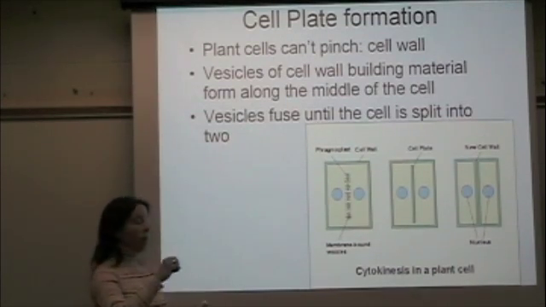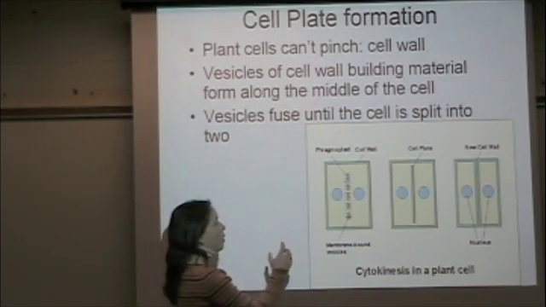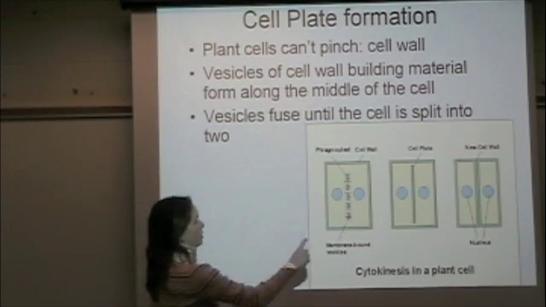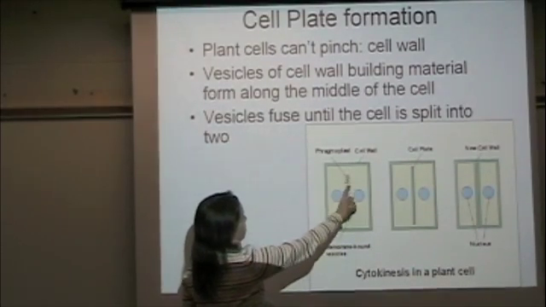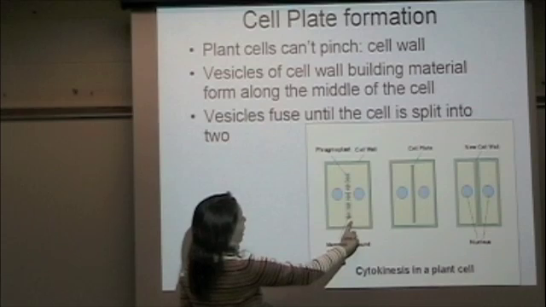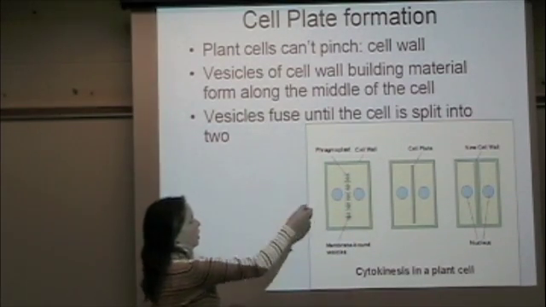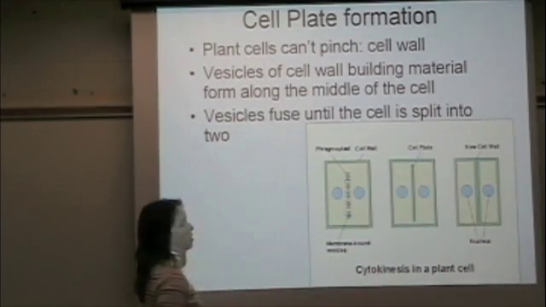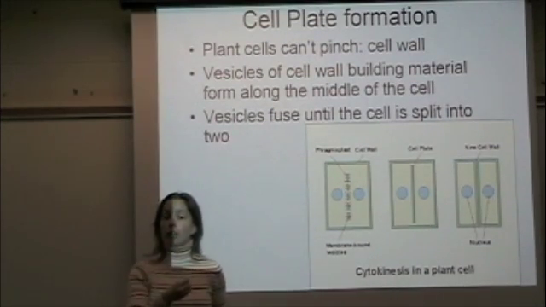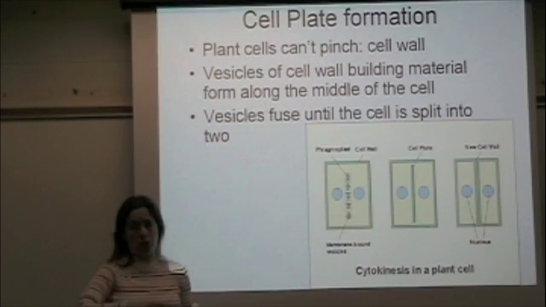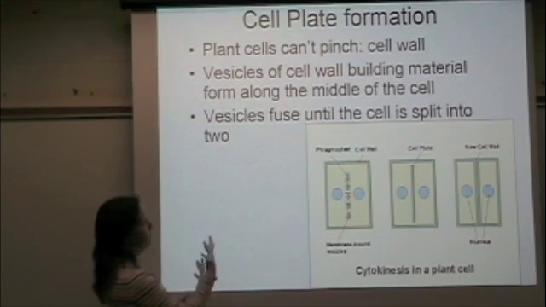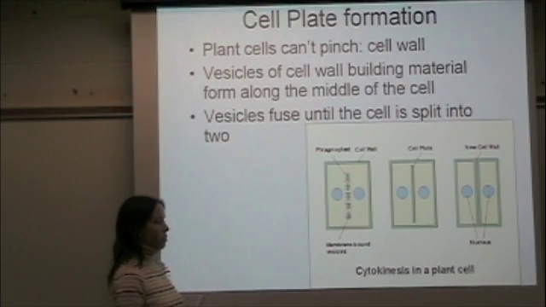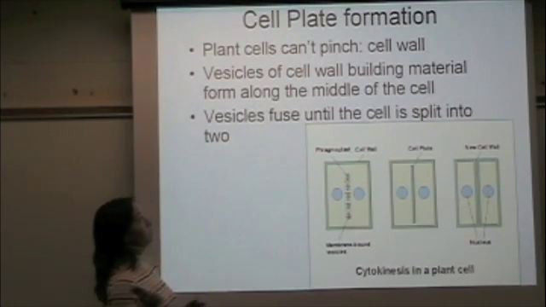Little vesicles, little packages of cell wall forming material like cellulose and other proteins and carbohydrates, sort of migrate to that former spindle equator and line up, and as more and more vesicles come and join together, eventually there are so many vesicles that a new cell wall is built right along the middle of the cell, and that one original cell splits into two. Again, this cell can't pinch because it has the cell wall, so again it goes through this cell plate formation.